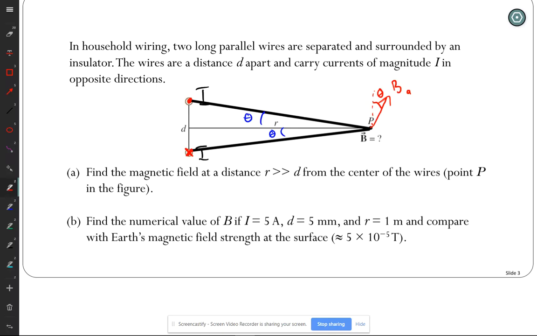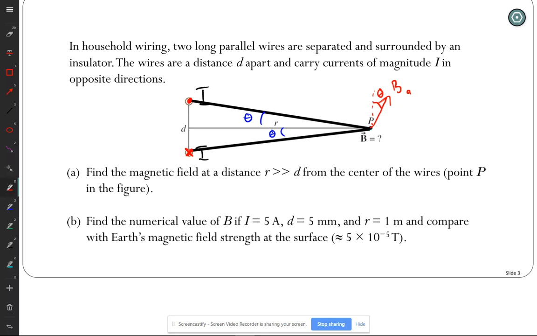I mean, the direction is just, well, you have to have a distance from here to here, the distance from the wire to here. And so, what happens is the magnitude, and then find the total.